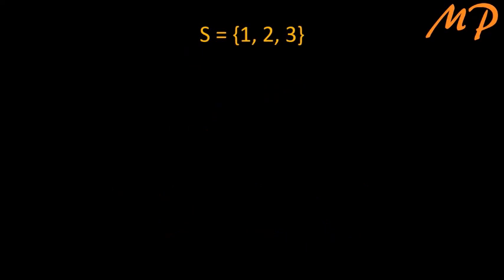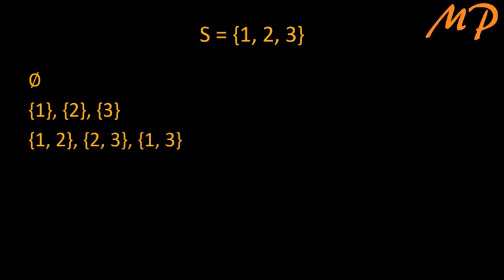Let's say I have set S, which has 3 elements. How many subsets can I get from set S? You should already know that an empty set is a subset of every set, so that's 1. The sets with a single element from set S are also subsets. The sets with 2 elements from set S are also subsets, and of course, a set with all the elements is also a subset, so that makes 8 subsets in total.